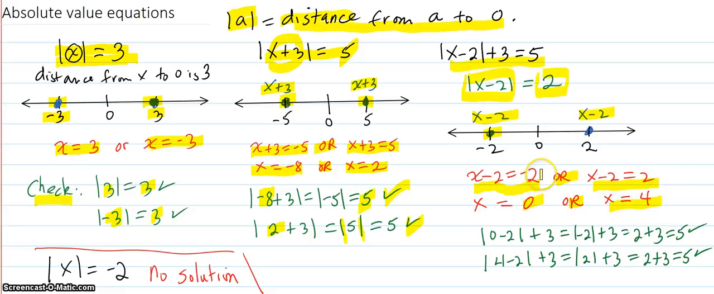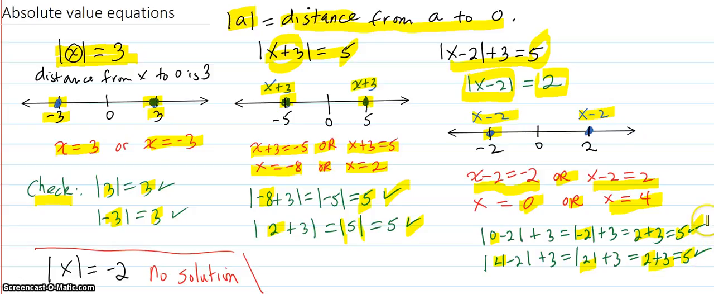Then do the check. If I put in 0 for what x was, you're going to get absolute value of 0 minus 2, plus 3, and that's equal to absolute value of -2 plus 3, and that's equal to 2 plus 3, which is 5. Check, because it's supposed to come out 5. Take the other solution, 4, stick it in here. 4 minus 2 is 2, so you have the absolute value of 2 plus 3. And absolute value of 2 is 2, and 2 plus 3 is 5.